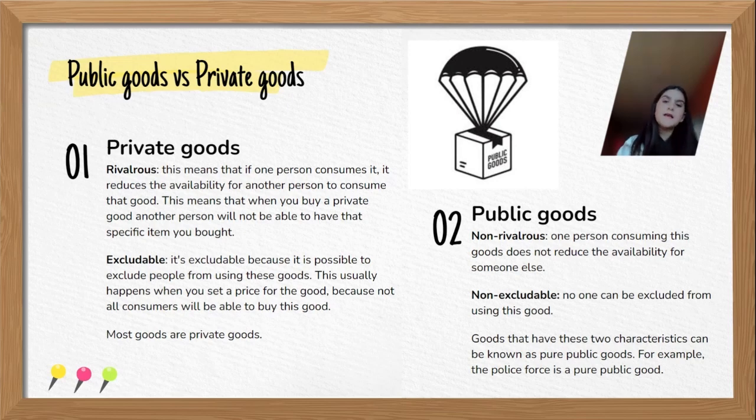And the second characteristic is that they are excludable, because it is possible to exclude people from using this good. This is usually because these goods have a price, and all consumers might be willing but not able to buy these goods because of their income. Public goods are the opposite. They are non-rivalrous, and one person consuming the good does not reduce the availability for someone else. And they are also non-excludable, which means that no one can be excluded from using these goods.